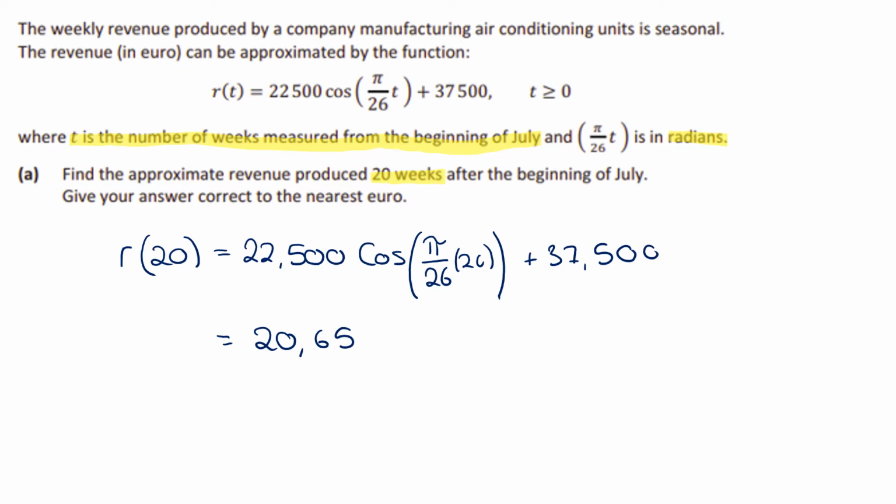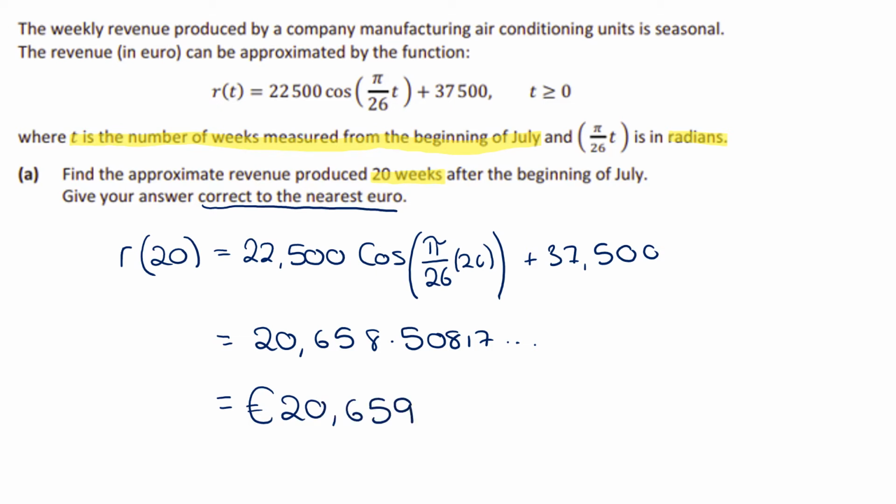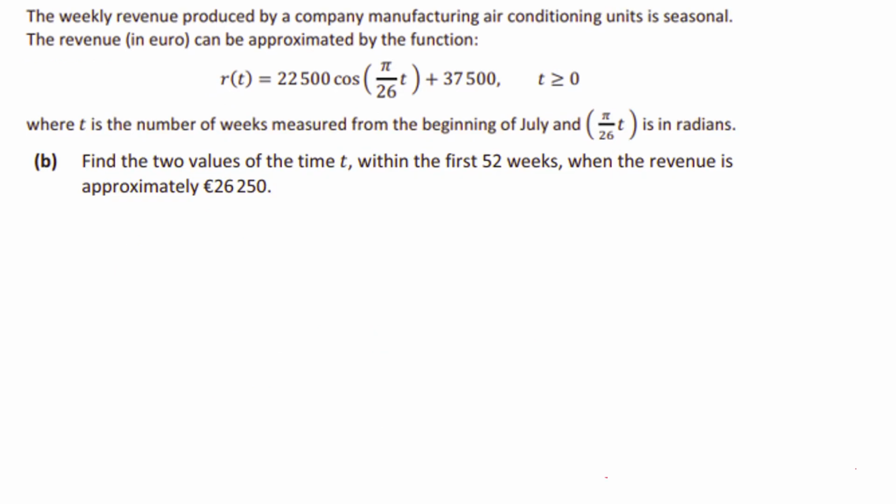And we end up with 20,658.50817. It said correct to the nearest euro. So that is going to be 20,659 because we're rounding up.